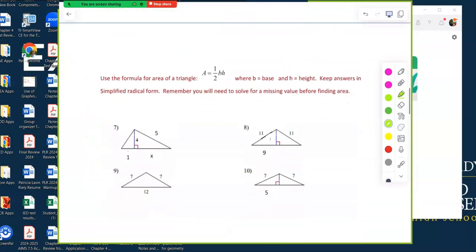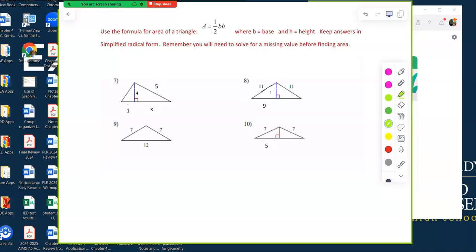Okay, so let's look at the next one. We only have 4 problems, but your goal is to find the area. They're all going to be two-step problems because you have something missing. So in the first problem, what do we have missing? Well, we have an x right here. So therefore, I don't have a base because this entire piece is my base. And this entire piece is my height. Okay, so the height is green and the base is yellow. So we have to find that missing piece.